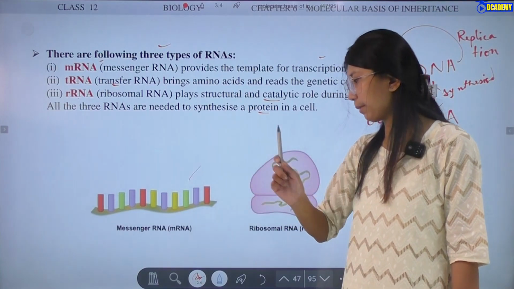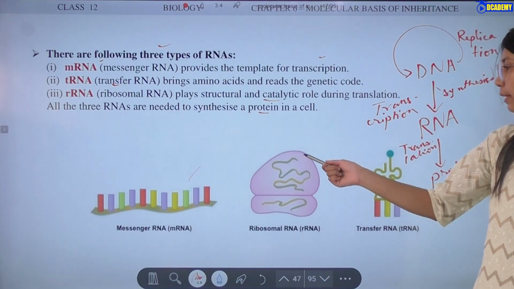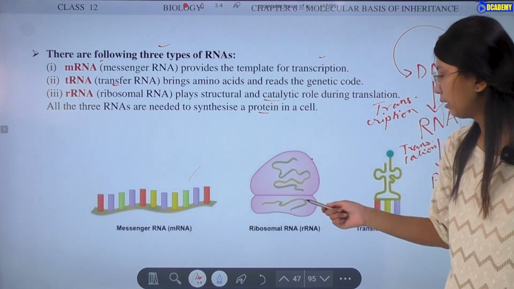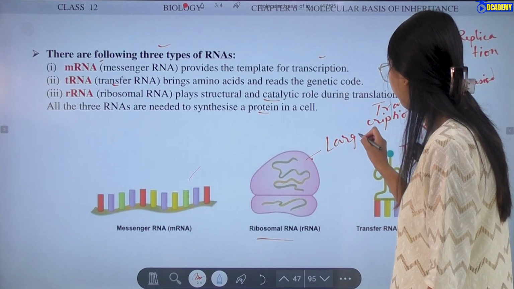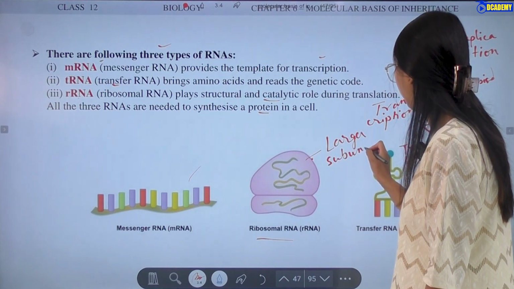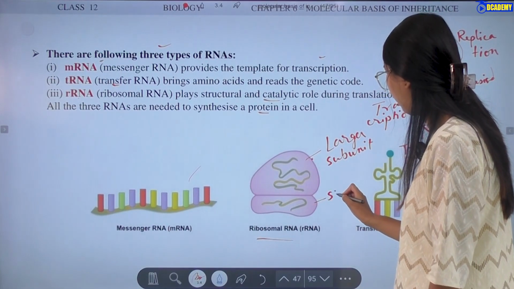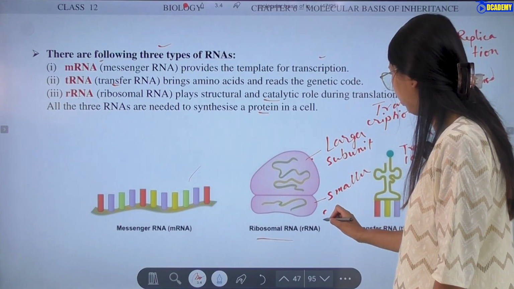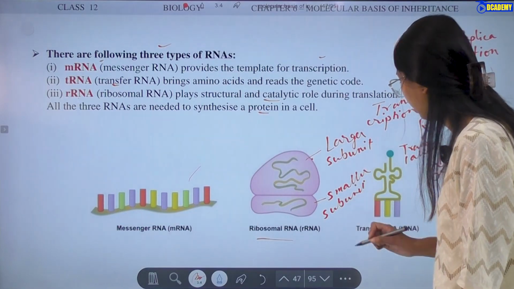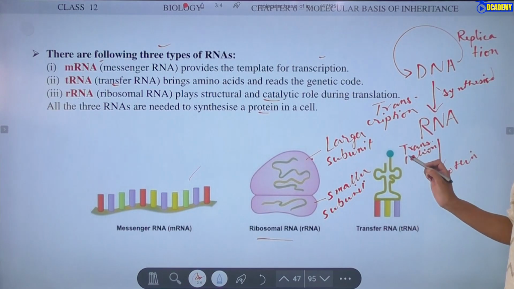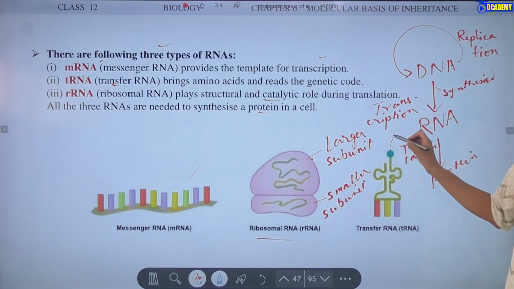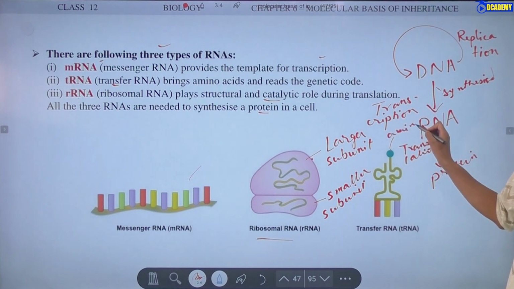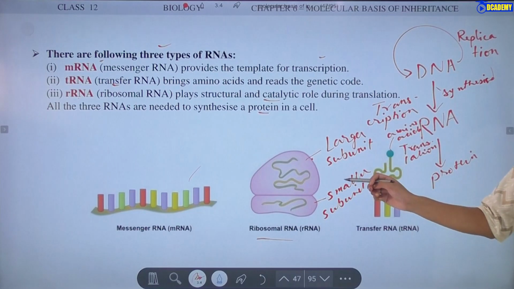So messenger RNA, this is mRNA, then ribosomal RNA, which has a larger subunit and a smaller subunit. Transfer RNA carries amino acids, such as alanine and valine. There are 20 amino acids, and transfer RNA has its own structure.